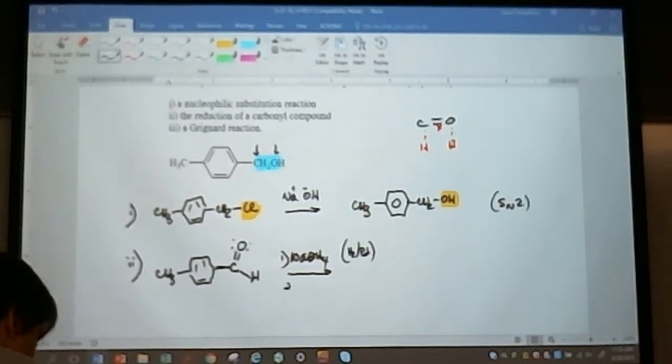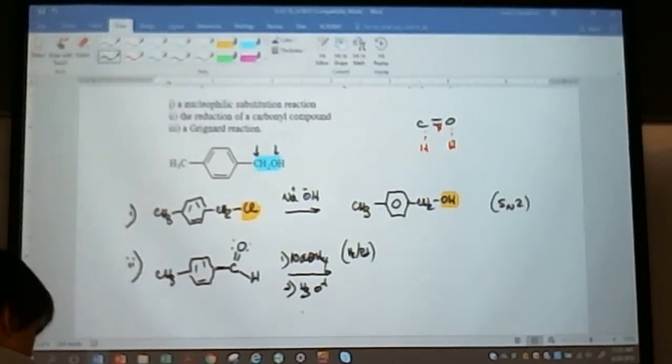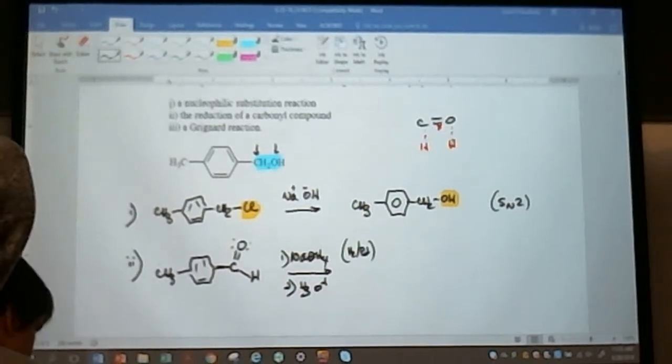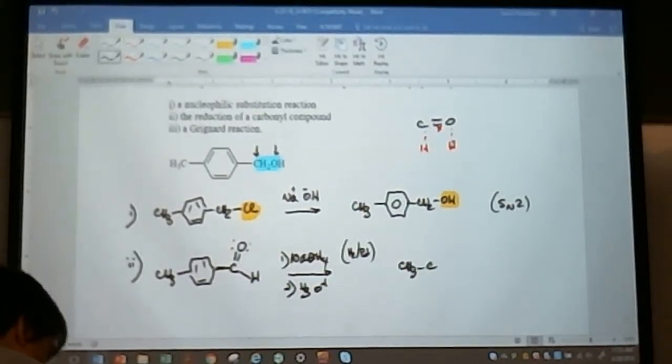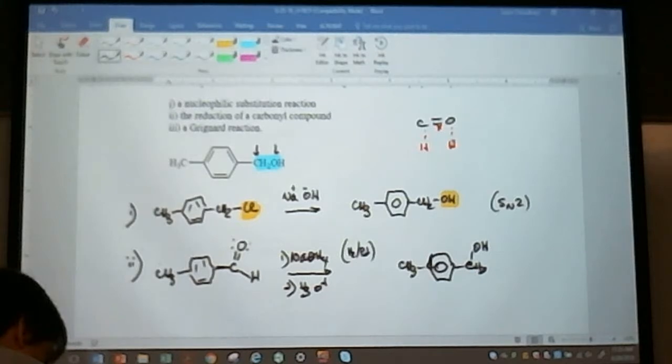In the case of sodium borohydride, I need to quench. In the case of adding hydrogen and palladium, I don't need to quench. That's all that I need to do. And that's going to reduce this to the alcohol.